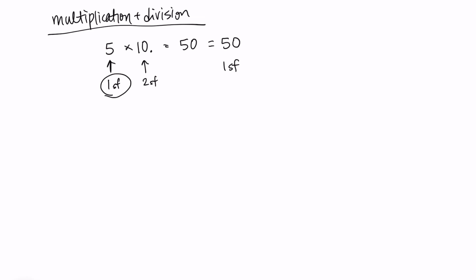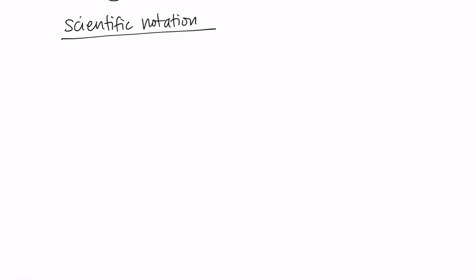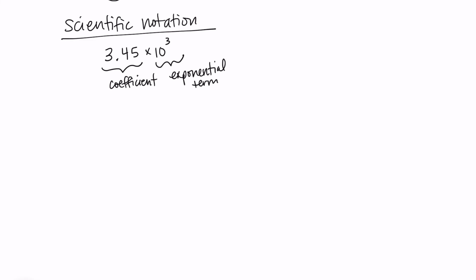Now I'm going to talk about scientific notation and then how you put those together. Scientific notation is a way to represent very large and small numbers more easily without having all those zeros that we have to keep track of. If I have a number like 3.45 times 10 to the third, this number right here is called the coefficient, and this is called the exponential term. The reason we do this is because the coefficient has all the sig figs, and the exponential term has all of the placeholding zeros.